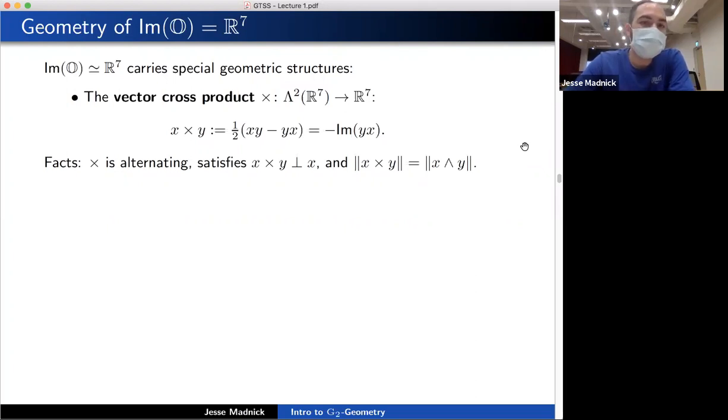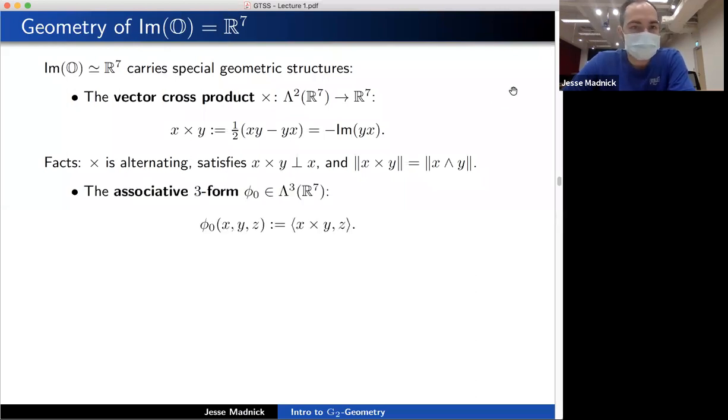What do I mean by saying it's a cross product? All I mean is that this operation is alternating, and X cross Y is orthogonal to X. It's also orthogonal to Y. And its norm is what you hope it would be. It's the area of this parallelogram. Now, you can encode this vector cross product in a very useful way. You can recast it as a 3-form just by lowering an index and using the metric. So you can get a 3-form like this. This is called the associative 3-form. I'm going to denote it phi0, and it's basically the same information in the presence of the metric as the vector cross product. The name associative will be justified next lecture. At the moment, it's not really clear why the word associative is there.